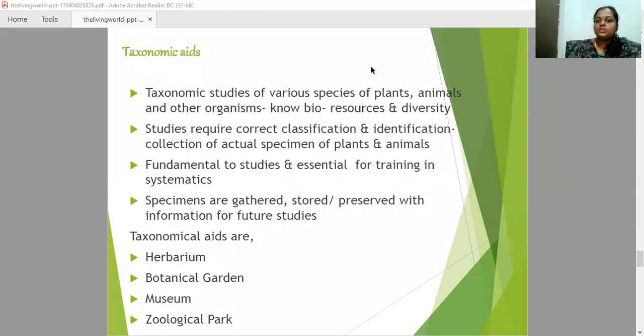Next, we'll move on to the taxonomic aids. A taxonomic study of various species of plants, animals, and other organisms helps us know bioresources and diversity. Here, the study requires correct classification and identification, and collection of actual specimens of plants and animals. When we find any animal or plant, we need to correctly identify and classify it, so that it will be better for further studies.